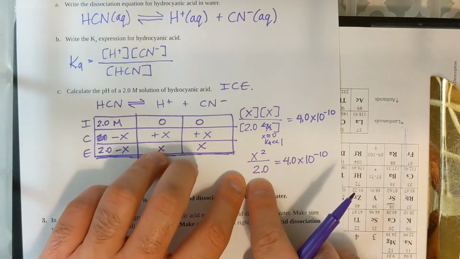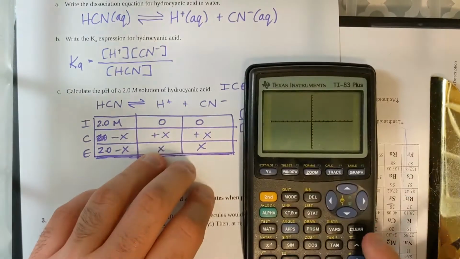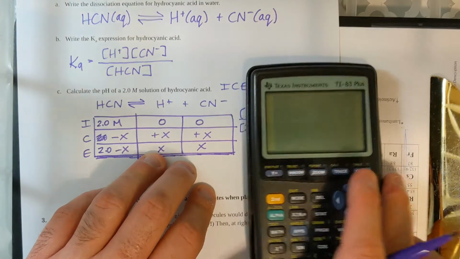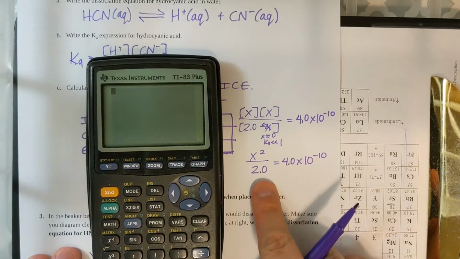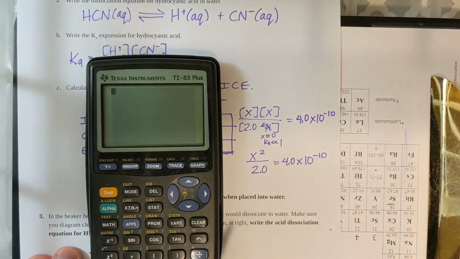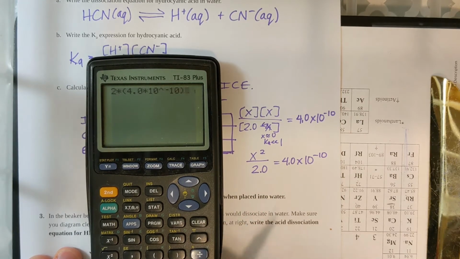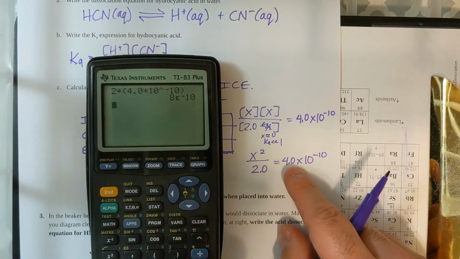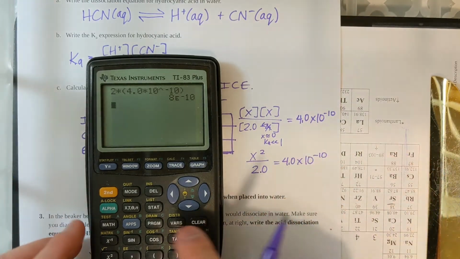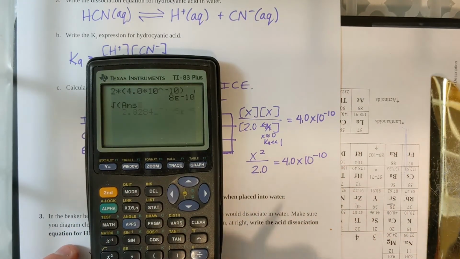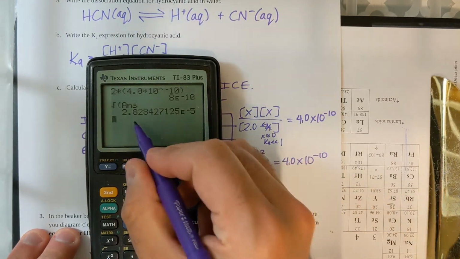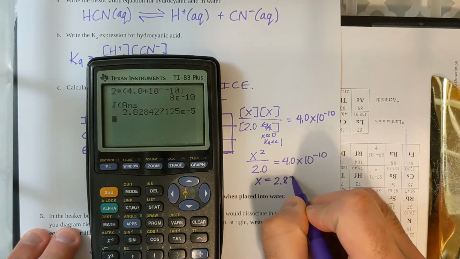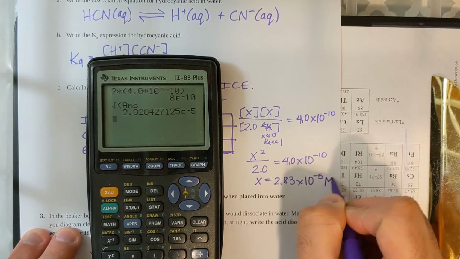Now, if I want to solve for x, I have to do 2 times 4.0 times 10 to the minus 10th, which is just going to be 8 times 10 to the minus 10th, but I'm just going to plug it into the calculator. So I'll have x squared equals 8 times 10 to the minus 10th. If I want to solve for x, I take the square root of both sides. I get x equals 2.83 times 10 to the minus 5th molar.